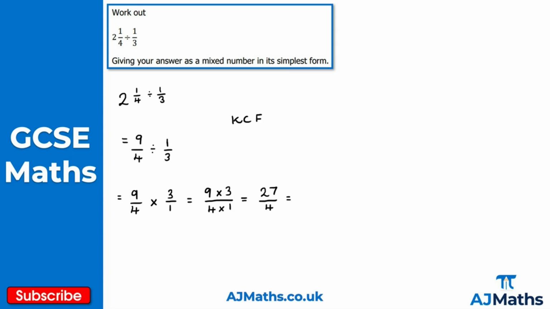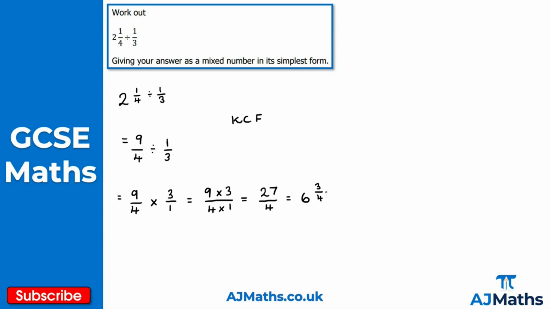So how many 4s go into 27? Well, I could do 6 times 4: 6, 12, 18, 24. So that would give me 6 there for the whole number. Now, what's the remainder here? So like we said, 6 times 4 is 24. So that means we've now got a remainder of 3 here. Now our denominator then would be 4. We keep the same denominator.